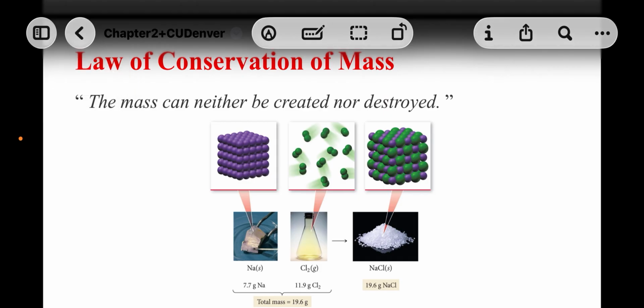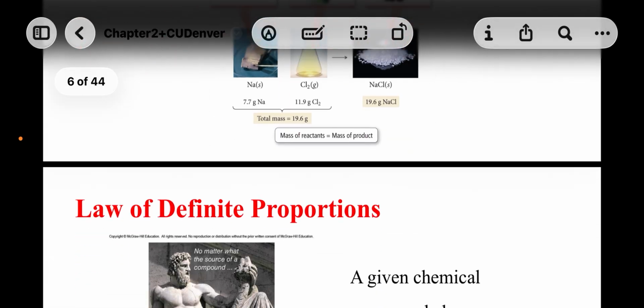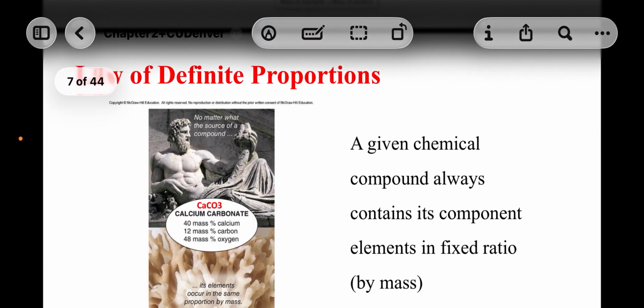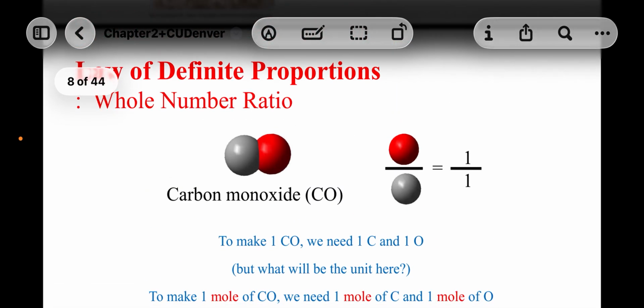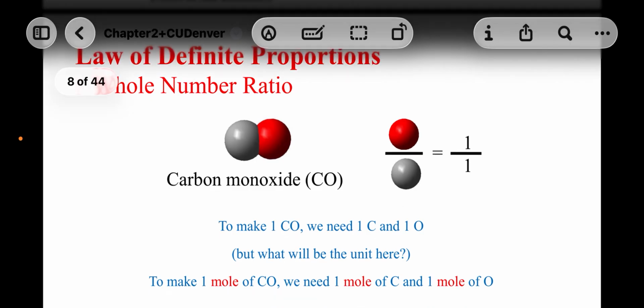The law of conservation of mass tells us that matter cannot be created nor destroyed. The law of definite proportions says a compound always has the same mass ratio of elements. For example, every sample of CO has the same ratio of carbon to oxygen. The law of multiple proportions explains that two elements can form multiple different compounds, like CO and CO2, and the ratio of mass will always be small whole numbers.